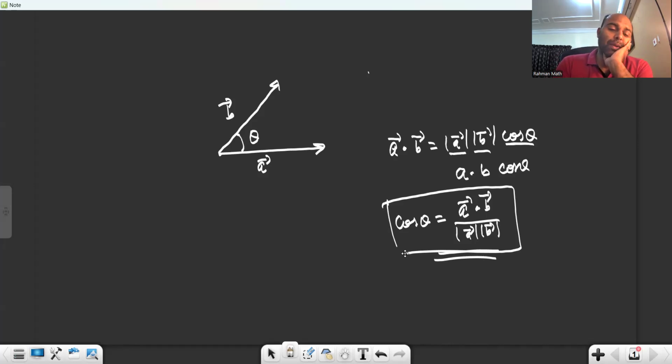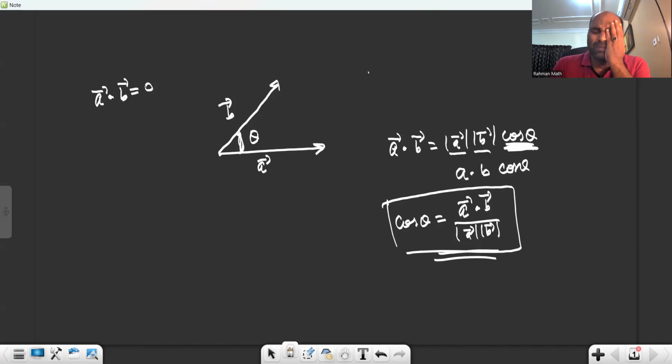After this, if two vectors are perpendicular, don't forget, perpendicular means this angle becomes 90 degrees. Cos 90 is 0. So A dot B equal to 0. If two vectors are perpendicular, then the dot product equals 0. A dot B equal to 0.